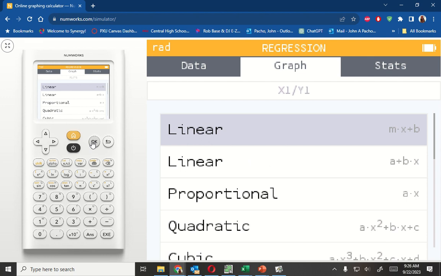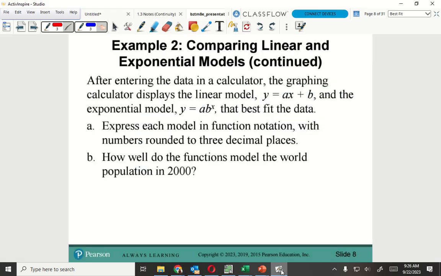Now let's change the model. What was the other one we had to compare? What did it say to compare? Y equals ax plus b. We already did this one. I mean, y equals a b to the power of x. So exponential, right? Yeah. Exponential, and it's going to look like that.